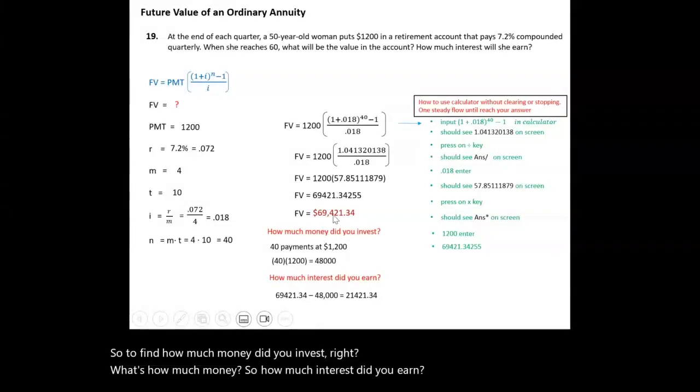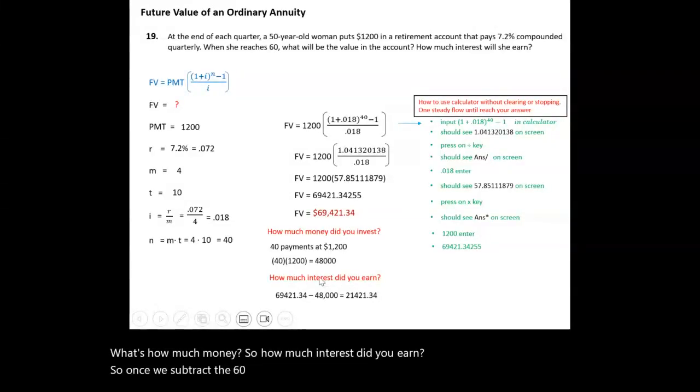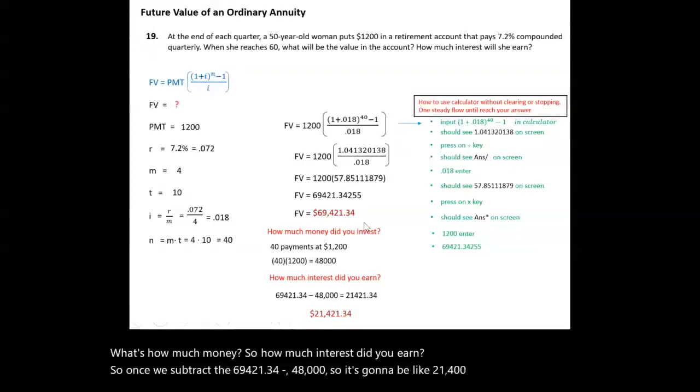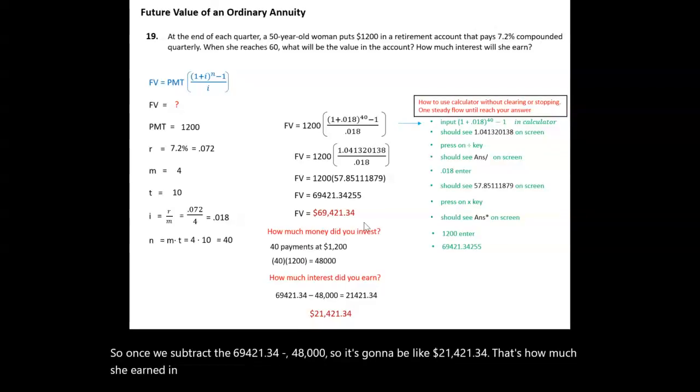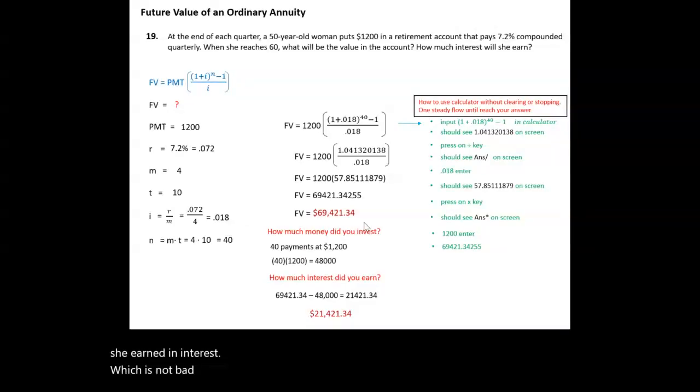We subtract the 69,421.34 minus the 48,000. So it's going to be $21,421.34. That's how much she earned in interest, which is not bad, right?